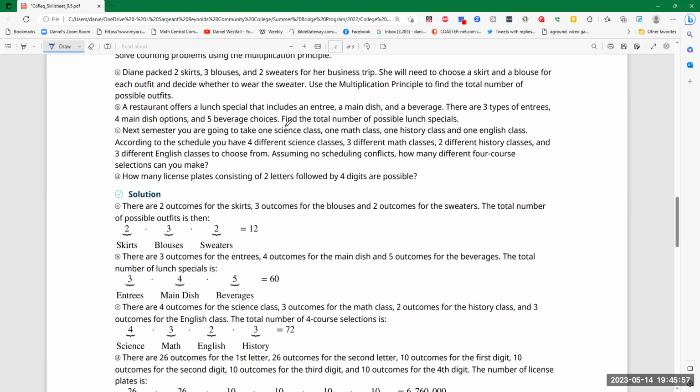But that's okay. They just want you to say outfits are skirt and blouse and sweater, and they want you to multiply all those three things together. 2 times 3 is 6, times 2 is 12. If you had interpreted no sweater to be a third option, then it would be 2 times 3 times 3, which is 6 times 3, 18 different outfits, because she has to wear a skirt and blouse, but she doesn't necessarily have to wear a sweater.